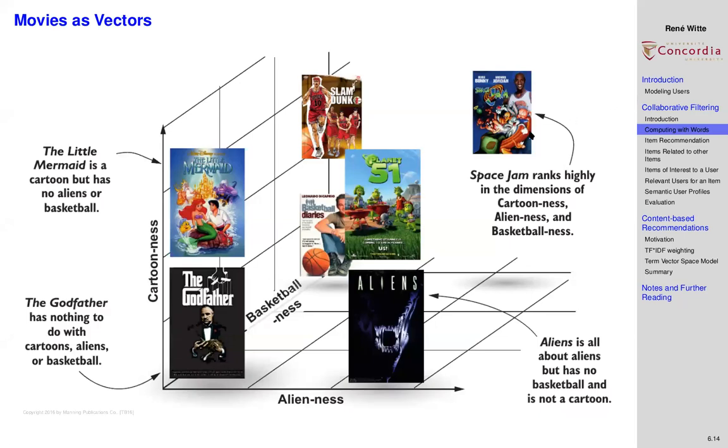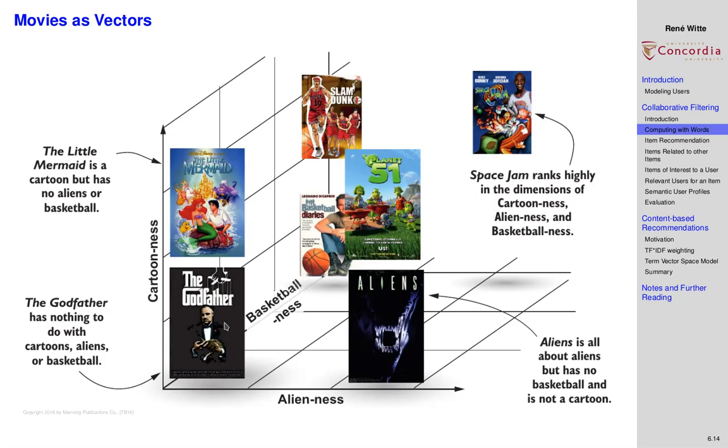As another example, again limited to 3 dimensions because it's harder to visualize anything more, we're going to represent movies as vectors. We have a vector space of 3 dimensions, where 1 dimension is how many aliens there are in the movie. Second dimension, how many cartoon characters there are in the movie. And the third dimension, how much the movie is about basketball. So now you can place every movie in this 3-dimensional vector space.